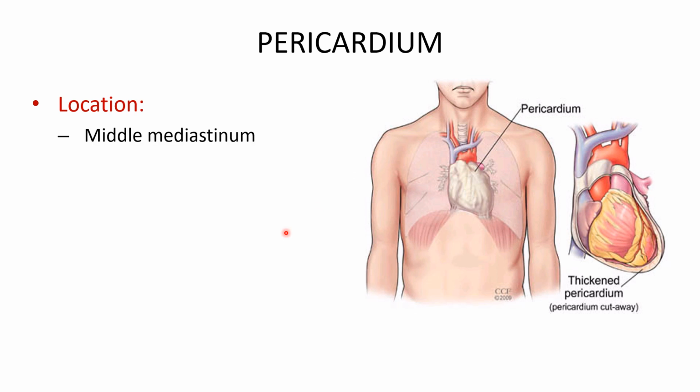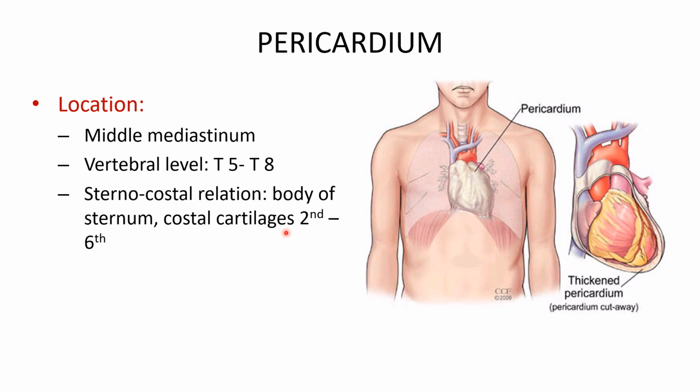So, the location is in the middle mediastinum, and the extent is T5 to T8 vertebra, which is the posterior boundary for the mediastinum. And anteriorly, it is related to the sternum and costal cartilages. So, anteriorly will be the body of sternum and the second to sixth costal cartilages.